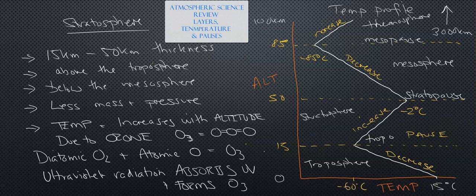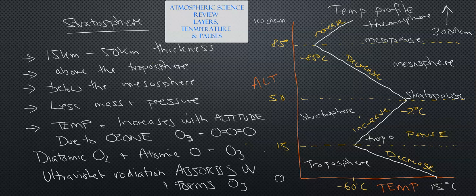It is obviously a larger layer than the troposphere. It has less mass and less atmospheric pressure. There's fewer air molecules up there, so the atmospheric pressure is less. The temperature increases with altitude, which is the opposite of the troposphere, and this is caused by the presence and concentration of ozone. Ozone is a gas that's made of 3 oxygens combined by covalent bonds.